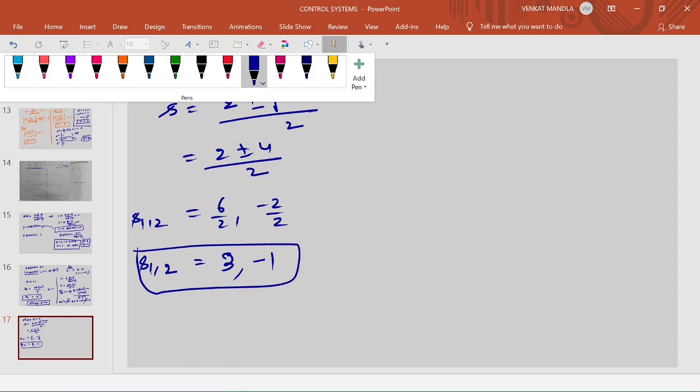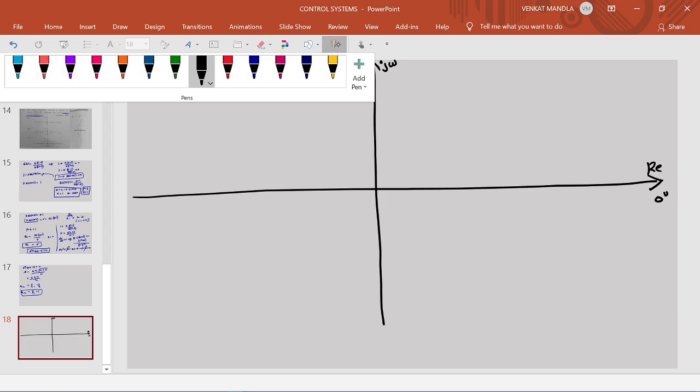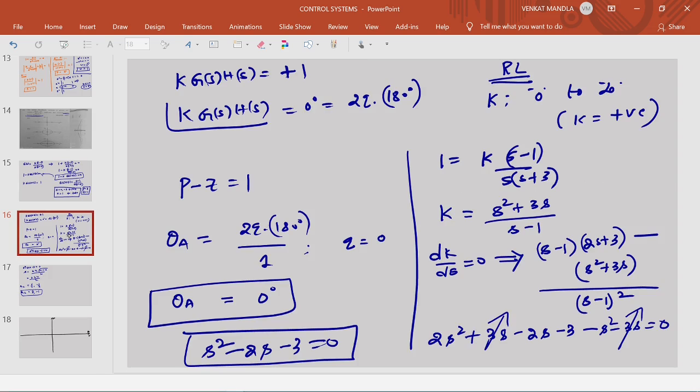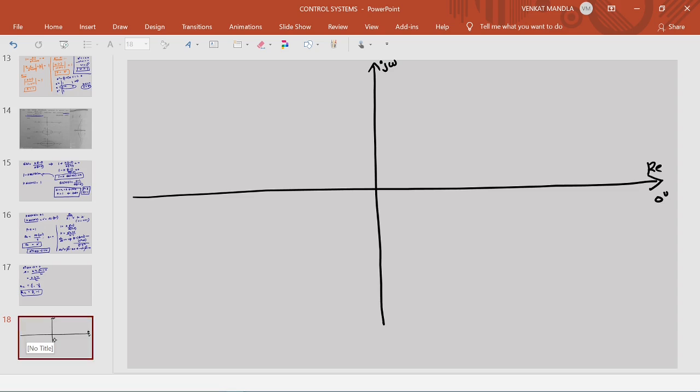Now I will draw. This is the 0 degree line, so the asymptote also is the 0 degree line. This is the real axis, and this is the imaginary axis, j omega axis. Now we represent the poles and the zeros. So what are the poles and zeros? 0 and minus 3 are poles, and 1 is a zero.